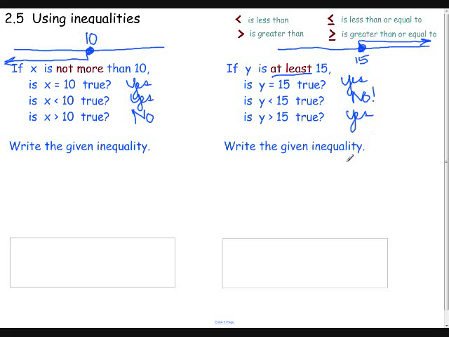Write the given inequality. So in this case, y at least 15 is written this way: y is greater than or equal to 15. And for this one, x is not more than 10: x is less than or equal to 10. If you find yourself getting confused by words, try drawing a little number line to help you out.